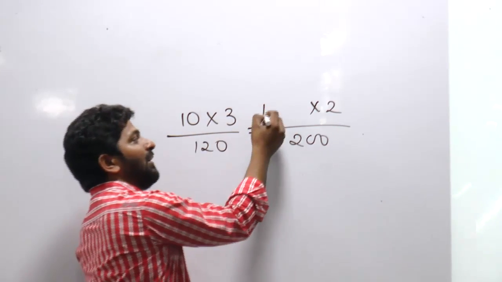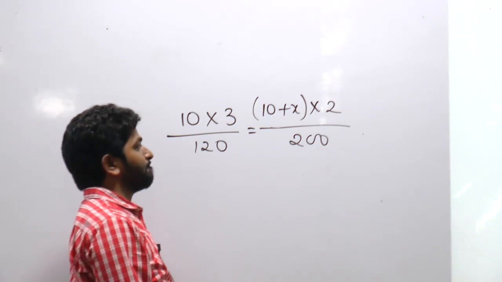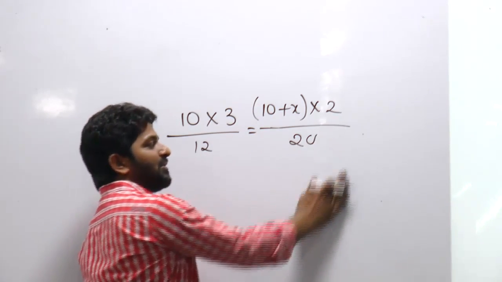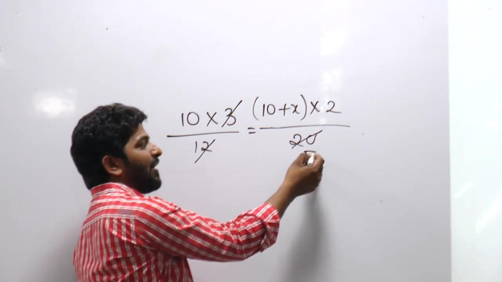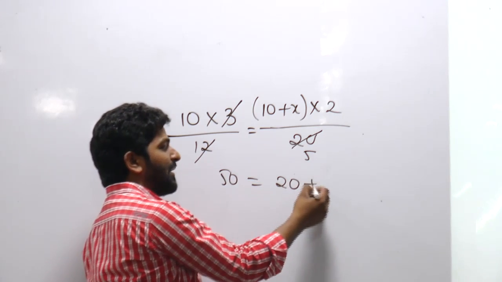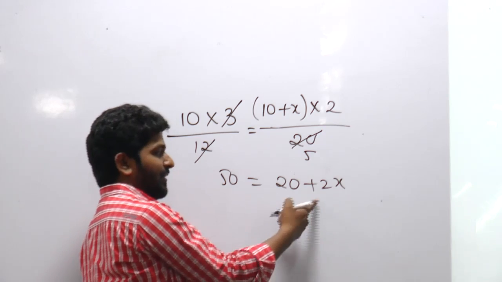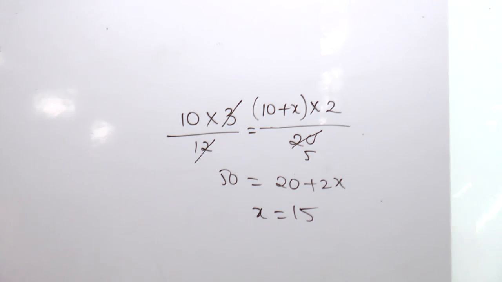We already have 10 men. Let's say we are going to add x people here. The equation is 20 plus 2x, which gives 2x is equal to 30, x is equal to 15. So, he should employ 15 more men. So, quantity 1 is 15.